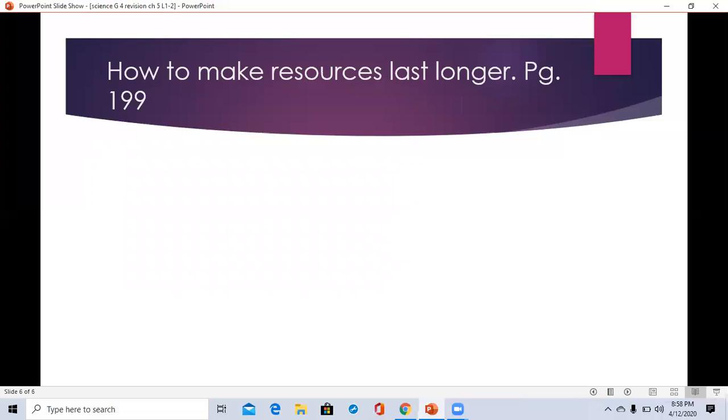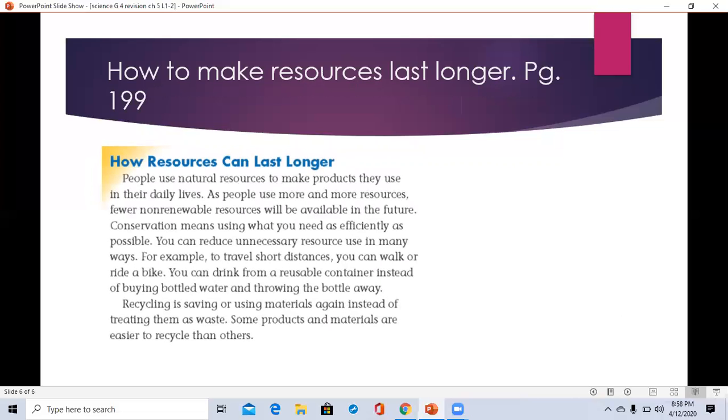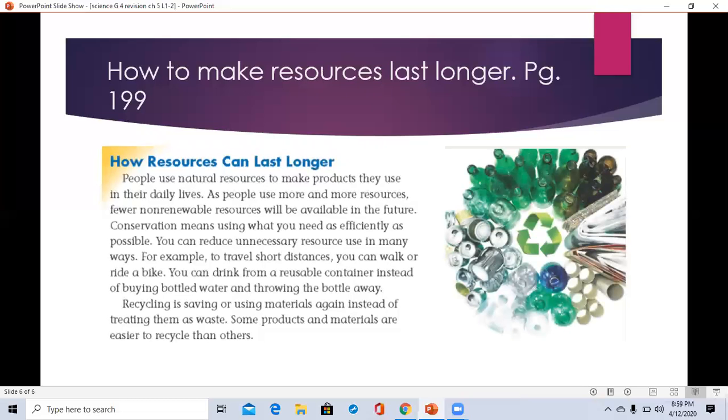So how do we make resources last longer? People use natural resources to make products they use in their daily lives. And as people use more and more resources, fewer non-renewable resources will be available in the future. Conservation means using what you have or what you need as effectively as possible. You can reduce unnecessary resource use in many ways. For example, travel short distances: you can walk or ride a bike. You can drink from a reusable container instead of buying bottled water and throwing the bottle away.